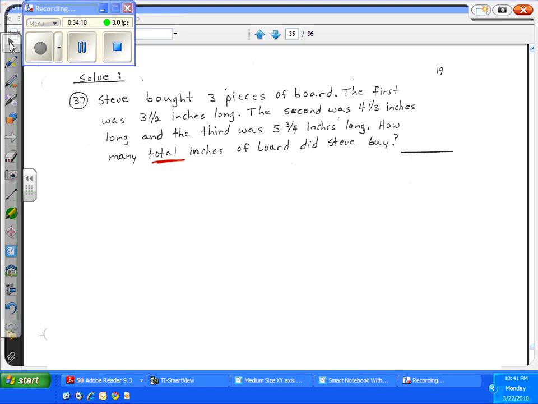Now, total means add, so we're going to add up the pieces. So we're going to have 3 1/2 plus 4 1/3 plus 5 3/4. Now, this particular geometry book has lots of fractions and things in it, because real life is full of fractions, and so we need to know how to find common denominators and add and subtract and all of that good stuff. So we're going to find a common denominator between 2, 3, and 4, which would be 12. The common denominator is the least common multiple between 2 and 3 and 4.